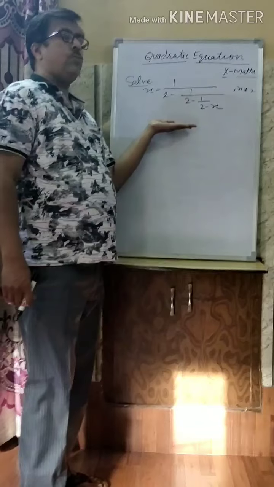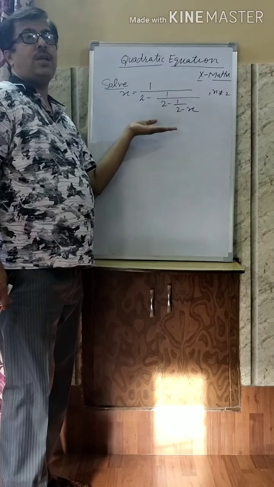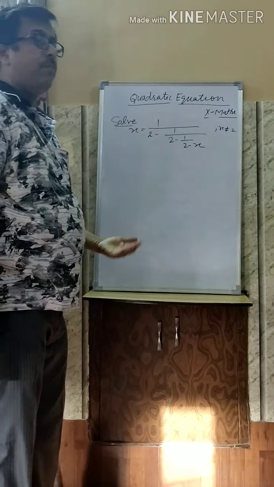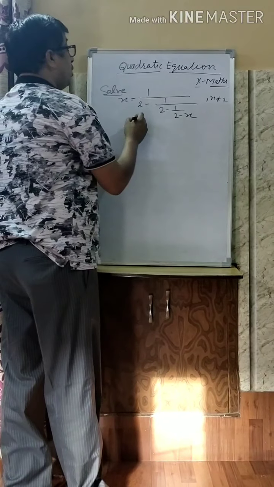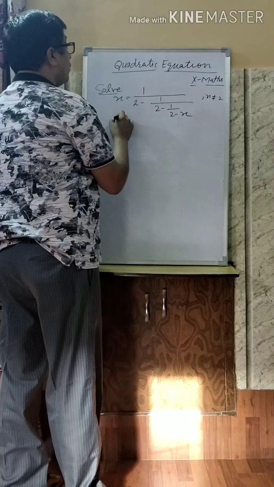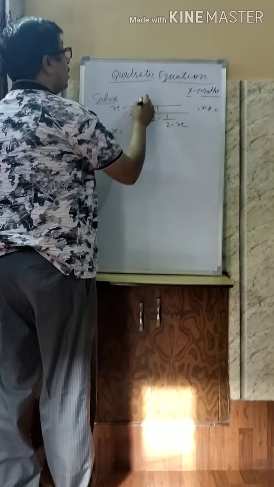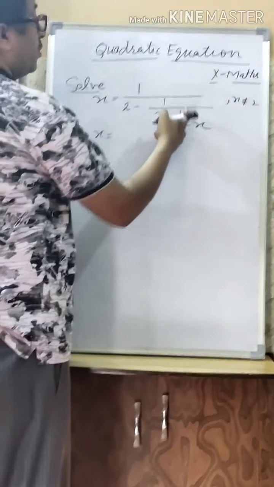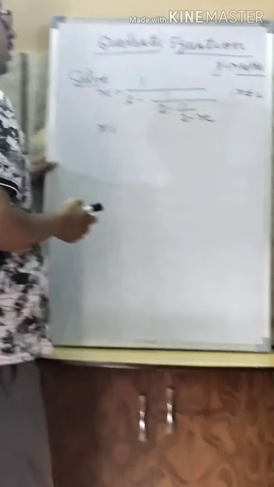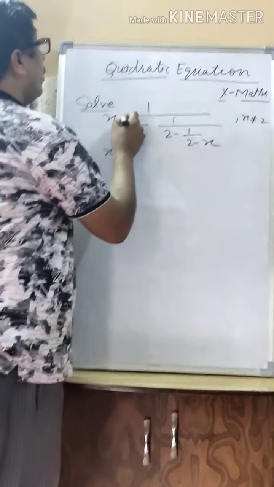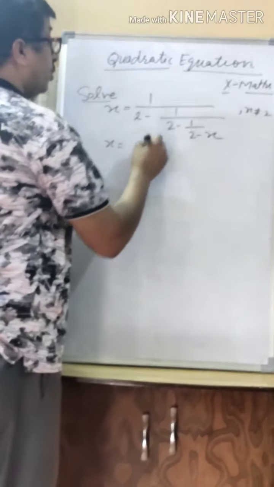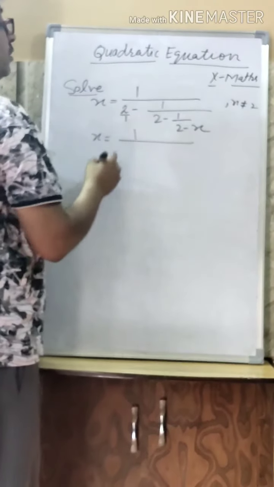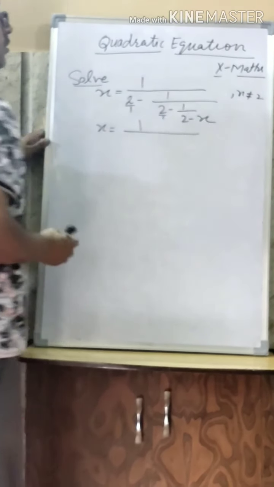We have to simplify just by taking LCM, as you solved in 8th class. First you simplify by taking LCM. You see carefully. x is equal to 1 upon 2 minus 1 upon 2 minus 1 upon 2 minus x. So you see, 1 upon... you think it is 2, it means 2 by 1. So here also 2 by 1.